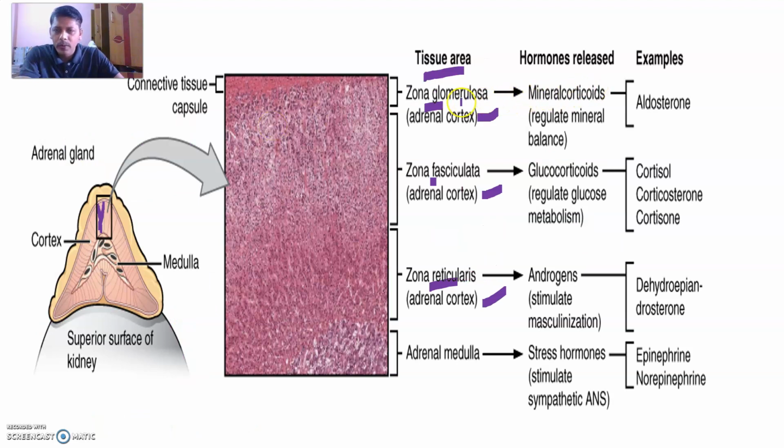Okay, this zona glomerulosa produces one type of corticoids. The three types are mineralocorticoids, glucocorticoids, and sex corticoids. Here, sex corticoids are produced by zona reticularis.